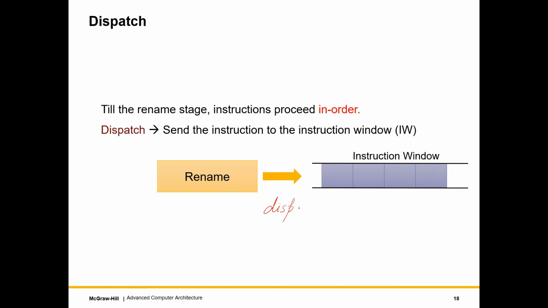Different books or different sources can use different terminology, and some might confuse dispatch with a related term called issue. But we will use this convention that transferring instructions from the renaming stage to the instruction window is the dispatch stage. So the instruction window is essentially a set of instructions, and it is typically organized as a circular queue. Almost all queues in hardware are organized as circular queues.